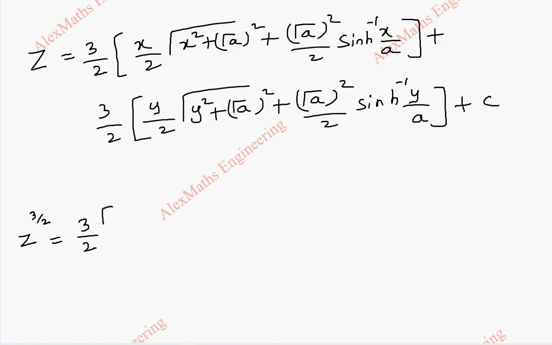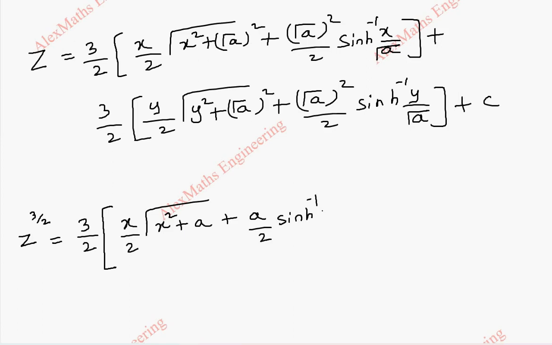I can keep 3 by 2 totally common. So first term is x by 2 root of x square. Now root a square can be written as a, and again root a square is a by 2 sinh inverse. Even here this is root a, because we have root a as a term. So sinh inverse x by root a. Wherever root a square is there, we can rewrite it as a itself.